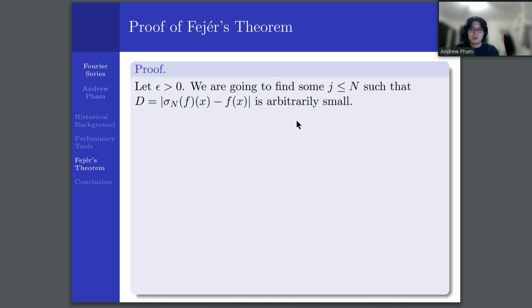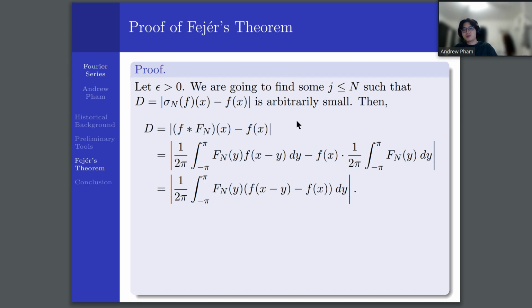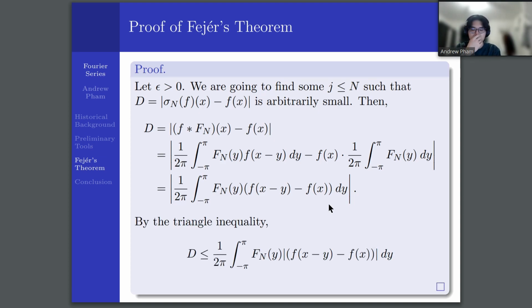Then, what we're going to do is use the convolution property and also the normal property to rewrite the distance of the Fejér means and f, such that we have this quantity right here. Using the triangle inequality, we're going to bring those absolute value bars inside, and using the non-negative property of the kernel, we're going to bring them closer in to zone in on this difference, the distance between f of x minus y and f of x.